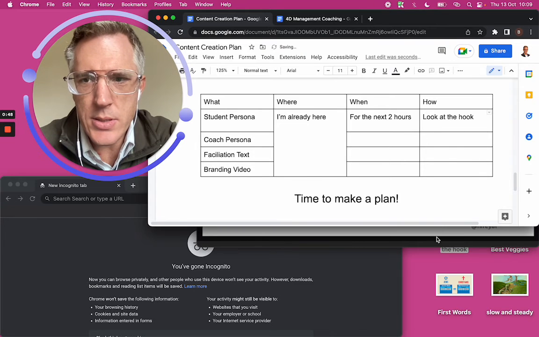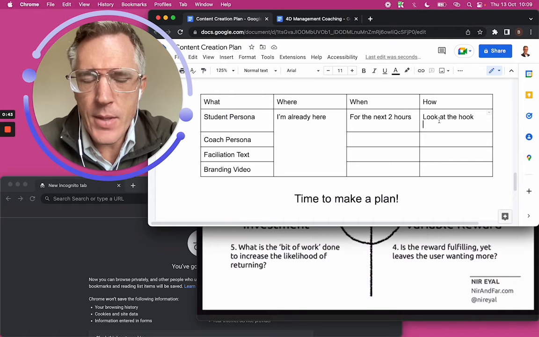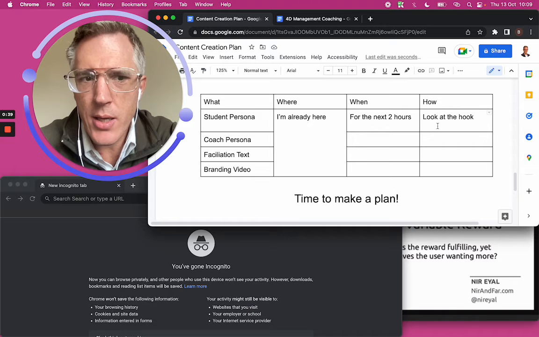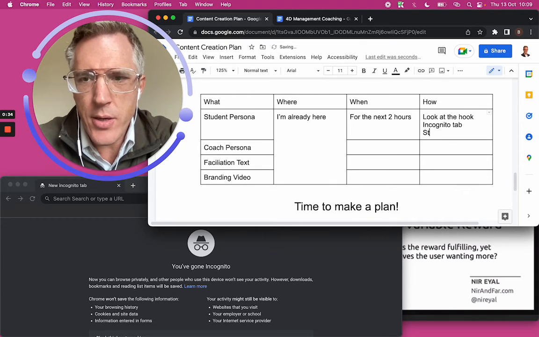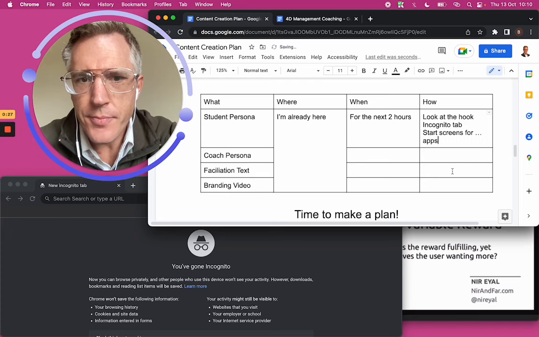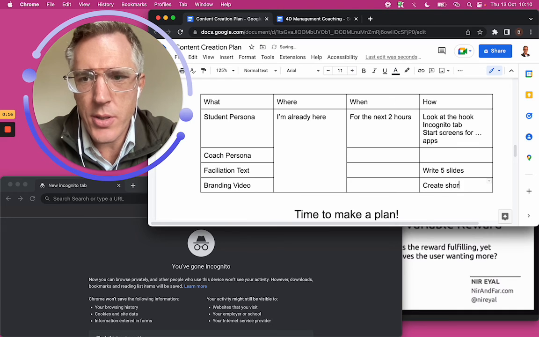So the hook is this other brainstorming tool, and incognito tabs. So here's the incognito tab, and the startup screens from dot dot dot apps. And then write maybe 5 slides and the branding video. And you have to create a short story.